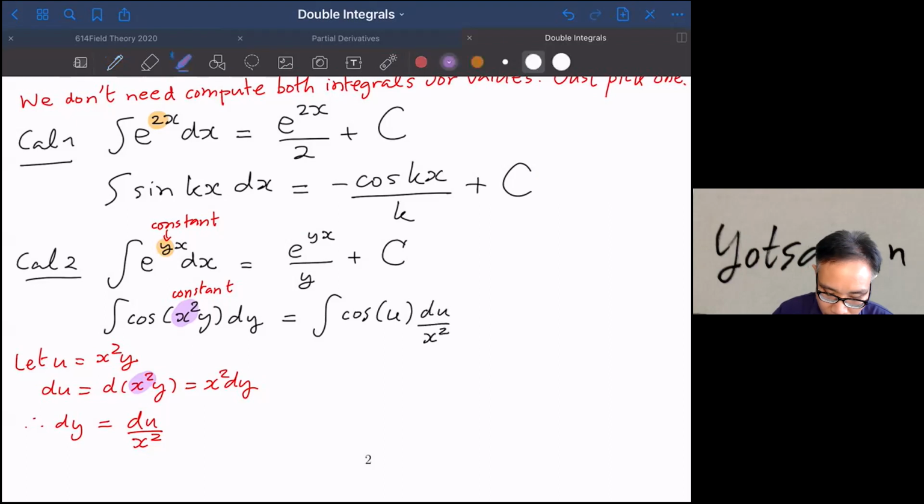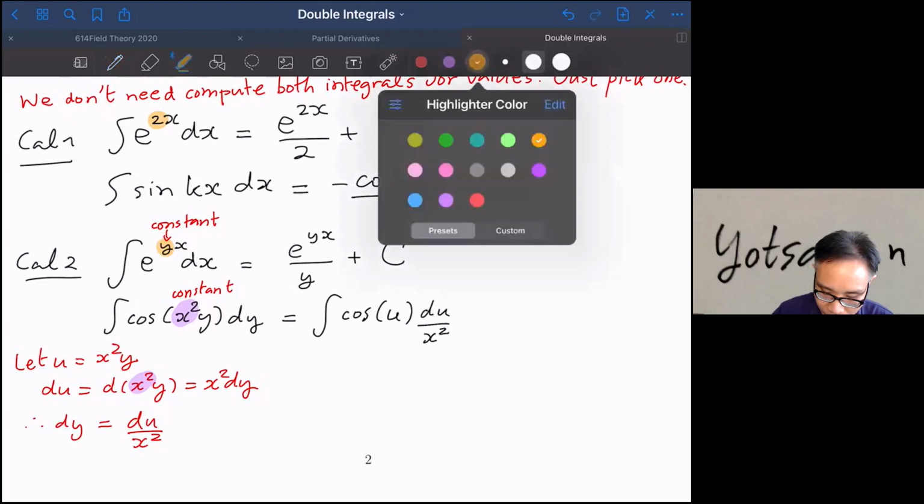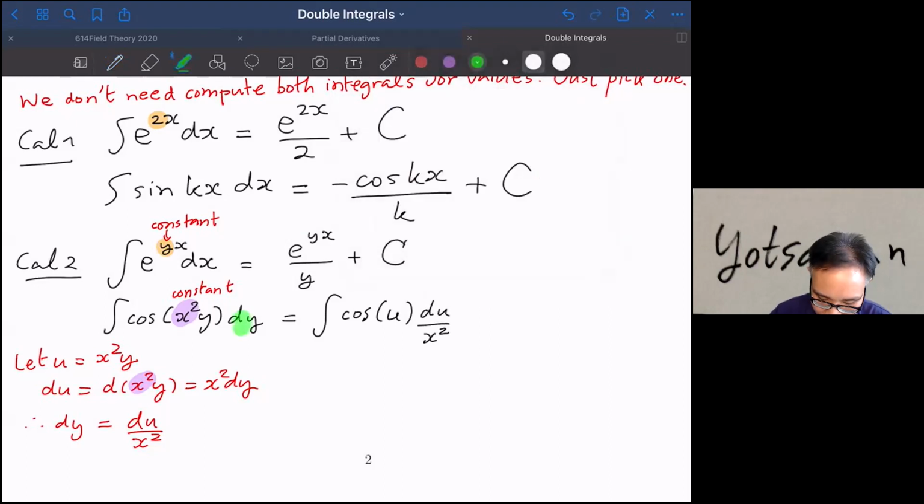Okay, so that's my dy. I did it step by step, like we do the first time, for the substitution. This is what I usually highlight, right? For this one, don't be afraid about x squared. This is just going to be a constant, but a fancy one.